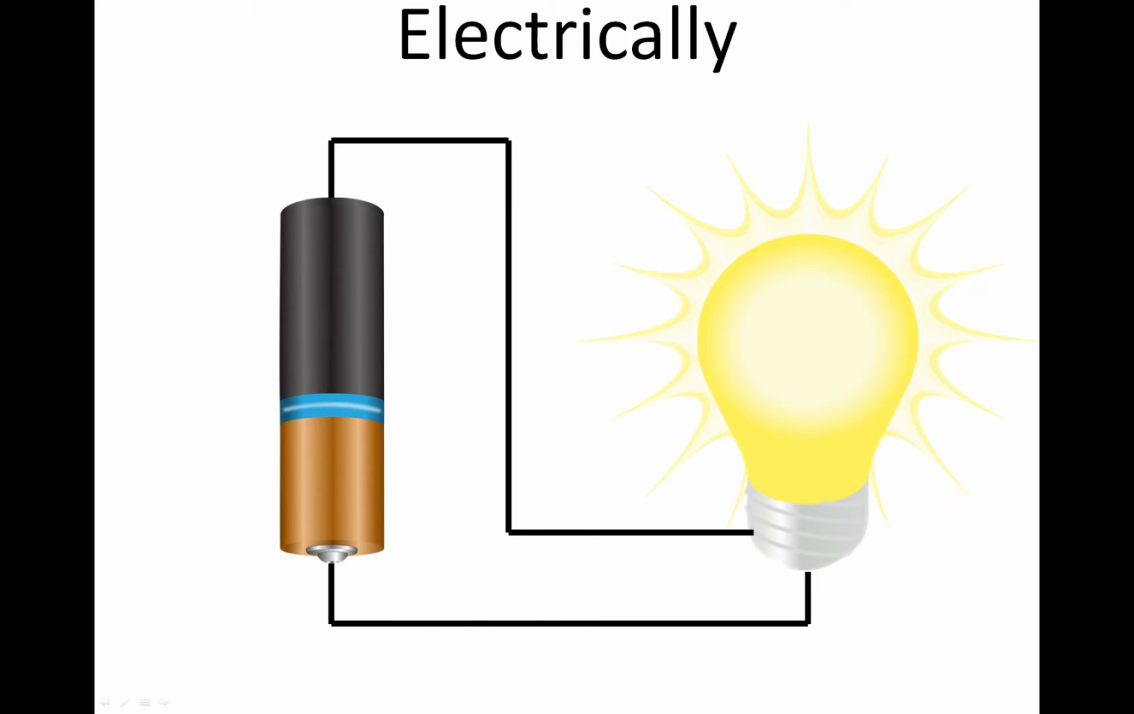Next, we have electrically. We've got a battery and a bulb. In this case, the chemical store of the battery decreases whilst the thermal store of the bulb increases. Work is being done by an electric current, and so this is the transfer of energy electrically.